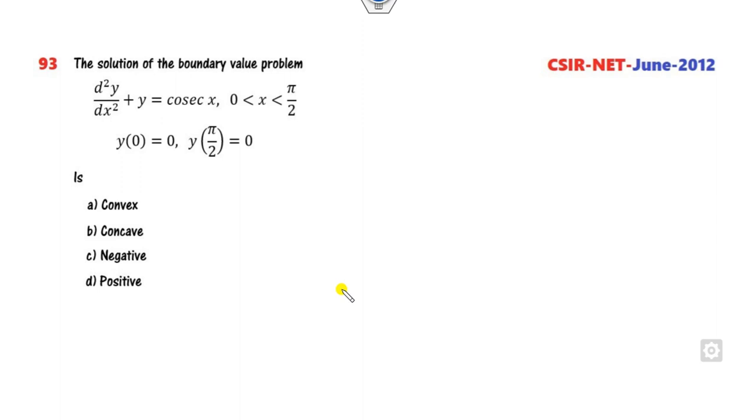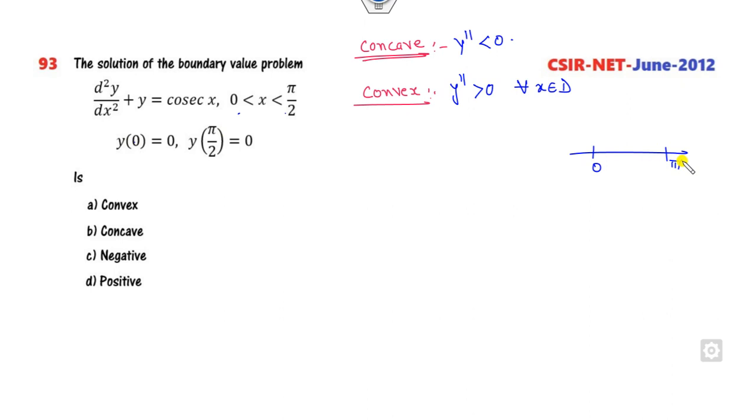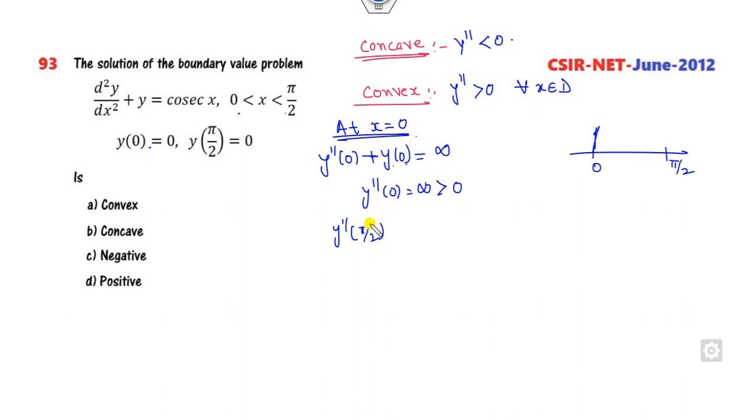Okay, which of the following is convex or concave? What is the tip for you? Convex is when y double dash is greater than 0 for all x in the domain; on the other hand, concave is when it is less than 0. The domain is 0 to pi by 2. Firstly, I will check at x equal to 0. Y double dash 0 plus y of 0, cosecant 0 is infinity. Y of 0 is 0. So this number is increasing. Now check at pi by 2: cosecant pi by 2 is 1, y pi by 2 is 0, so y double dash at pi by 2 is 1, which is greater than 0. So it is also greater than 0, which means this is convex. Fine. So the first option is correct, the second is cancelled.